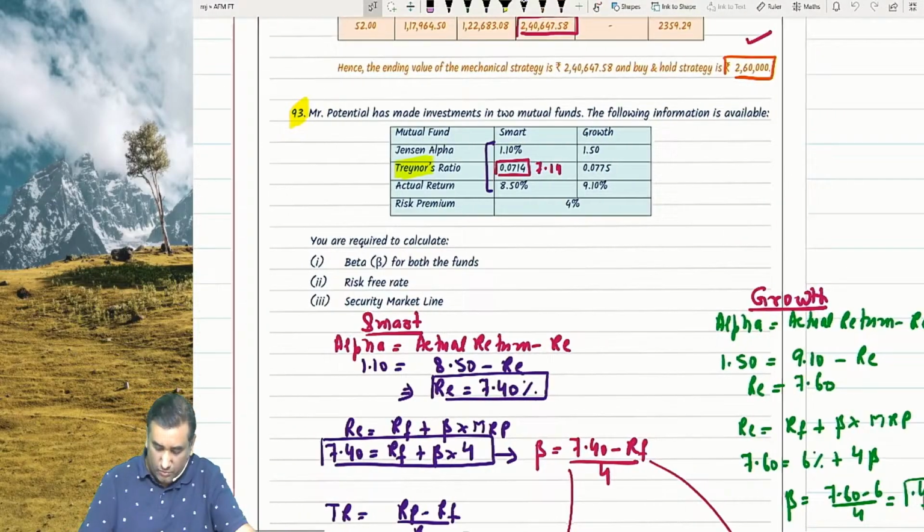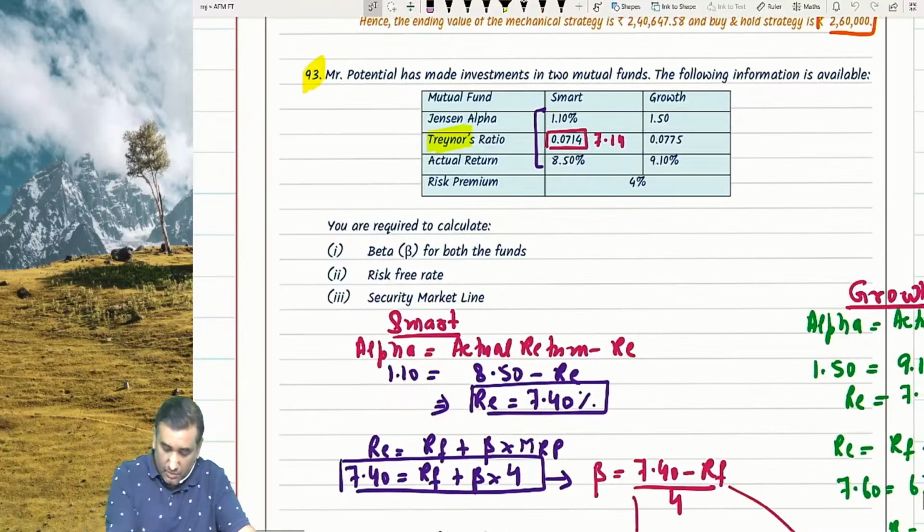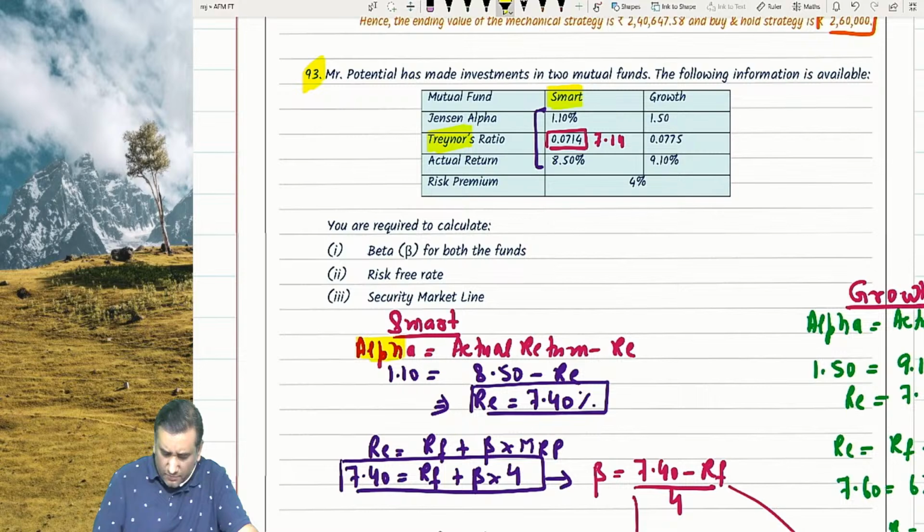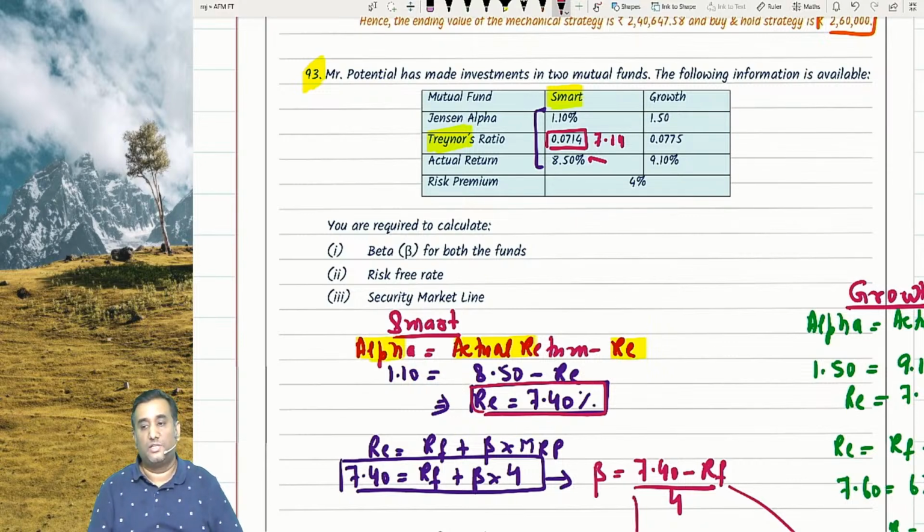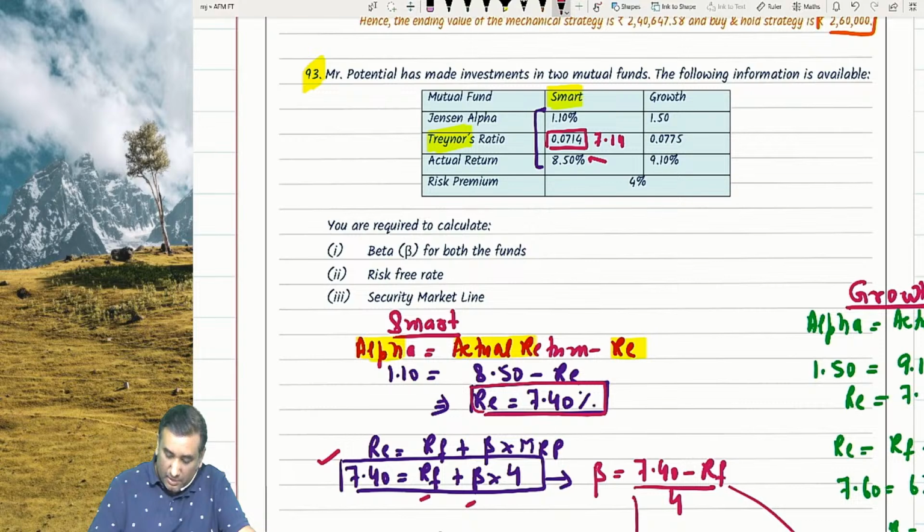Smart, you have a Jensen's alpha. Put down the Jensen's alpha formula. For smart, Jensen's alpha, alpha I know, is actual return minus RE. Actual return I know is 8.5. RE I don't know. That means RE should come as 7.4. RE formula I know is nothing but RF plus beta into MRP. RF I don't know, beta I don't know, and risk premium 4% is given.